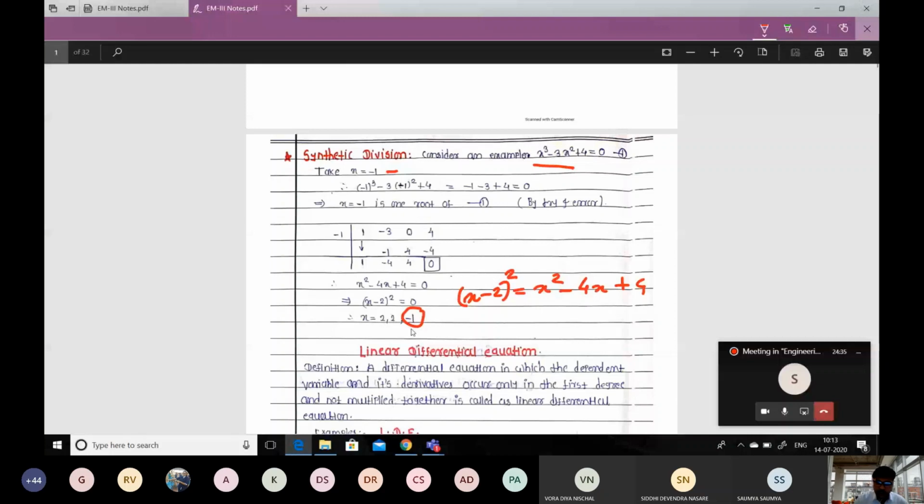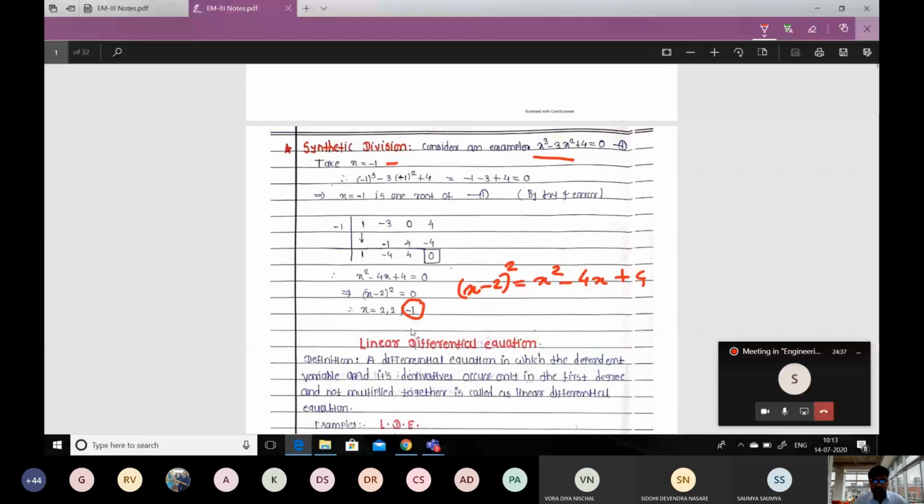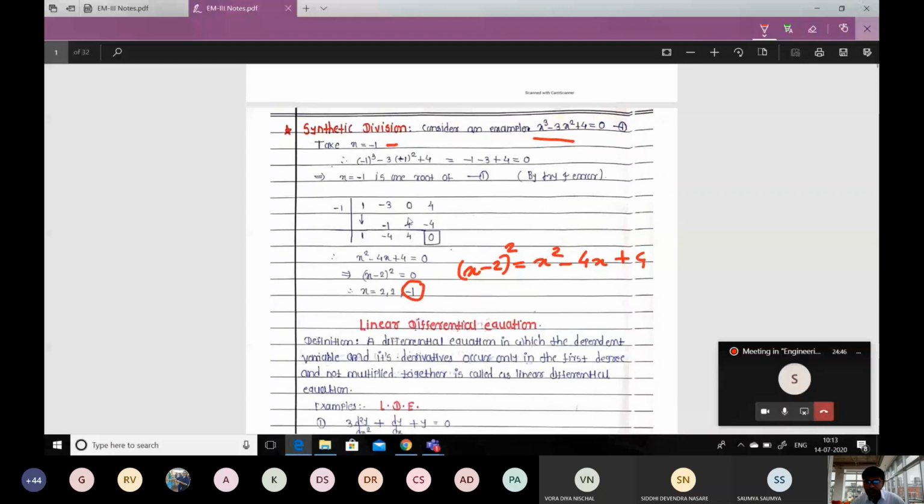OK, so this is the method of synthetic division. And even if you don't know synthetic division, or you come across a problem while dealing with it, obviously you can use a calculator, you can take the help of a calculator in case of examination as well.